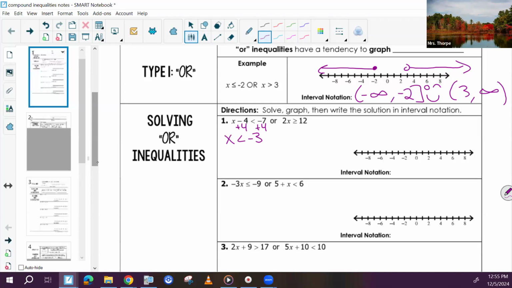What about the other one? How would I get that one by itself? Divide by 2. So x is greater than or equal to 6. And then I would put an or in between. So we've solved the or inequality. Now we can graph it. That would be open at -3, going to the left, closed at 6, going to the right.